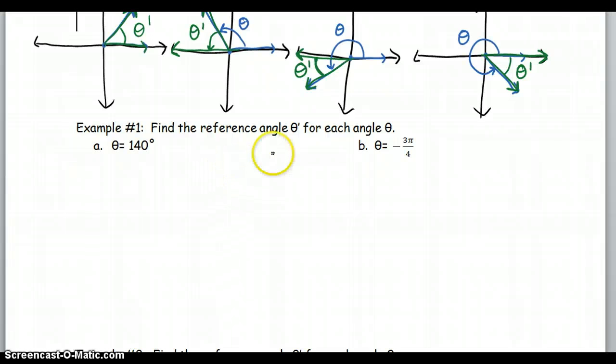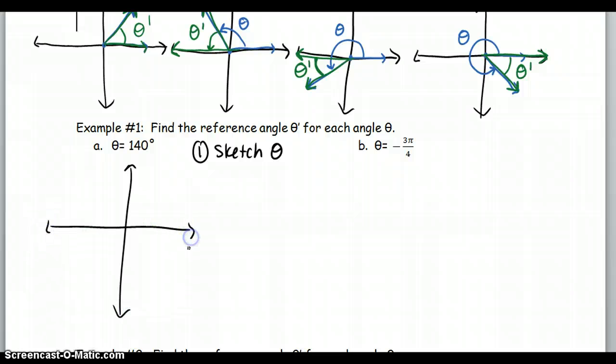Alright, example 1, it says find the reference angle theta prime for each angle theta. Whenever you're trying to find the reference angle, the first thing you always want to do is sketch the angle theta, because you need to see where theta is so that you can recognize what theta prime will be. So first step in part A, I'm going to sketch my angle theta. Notice how theta is positive, so I know I'm going to be moving up because it's a positive angle.